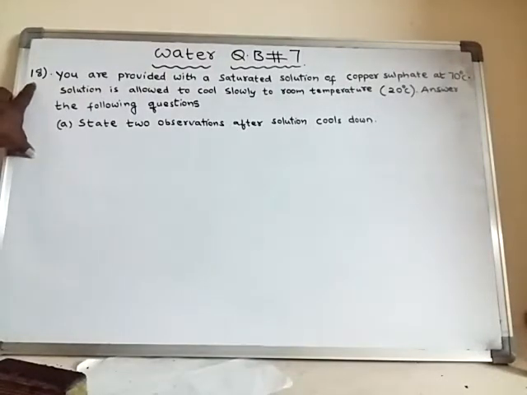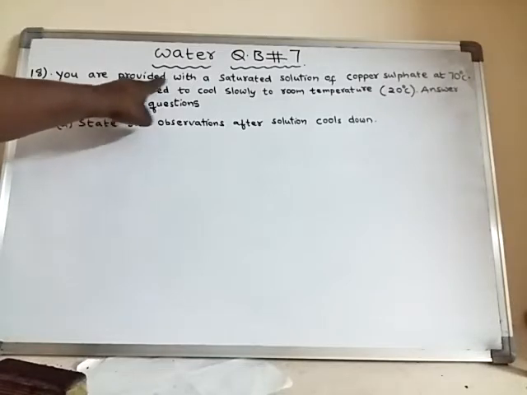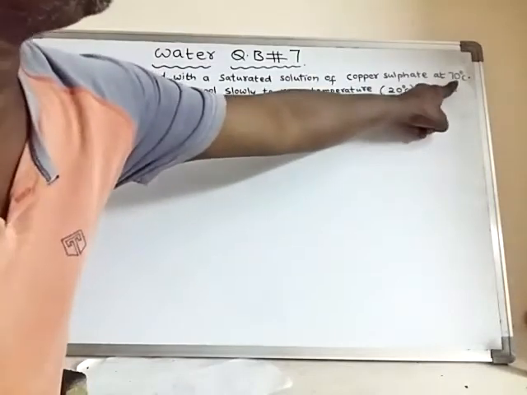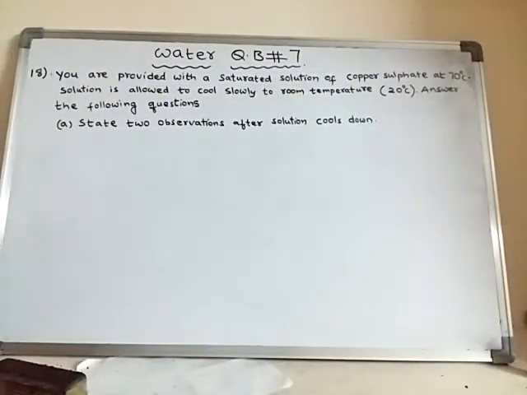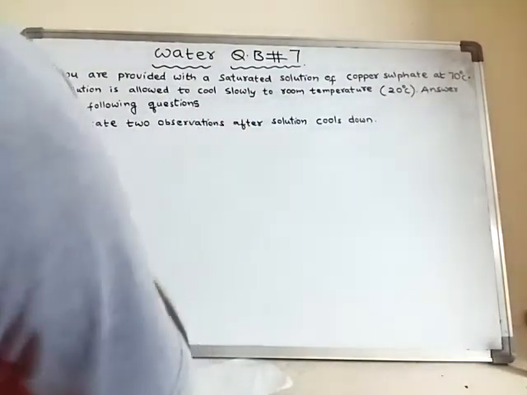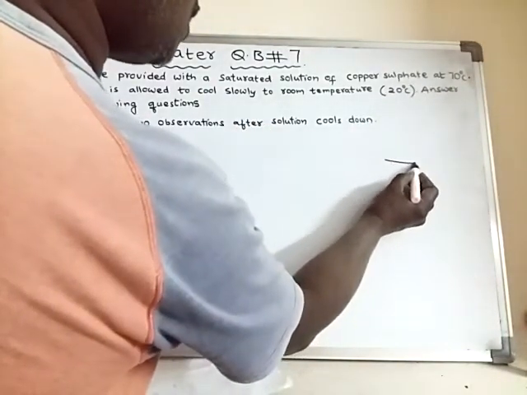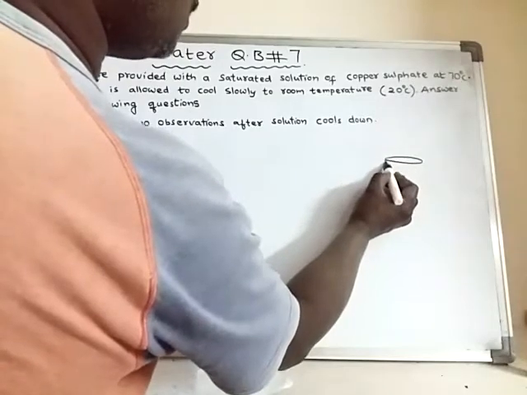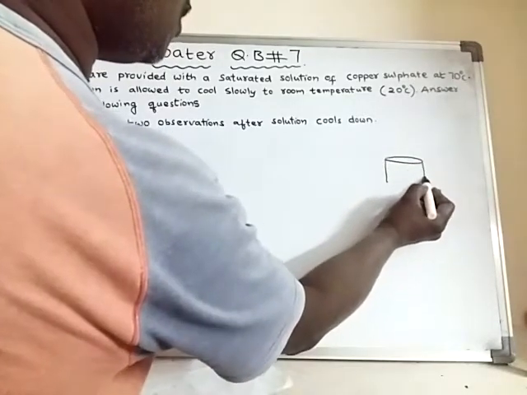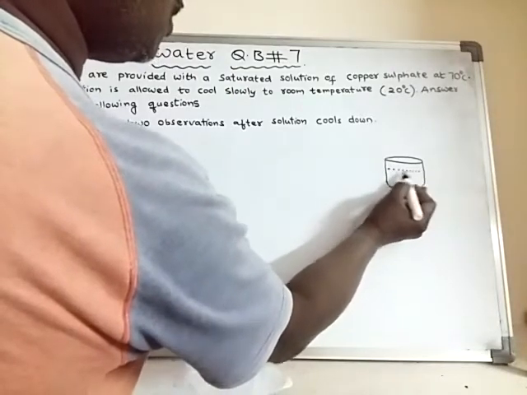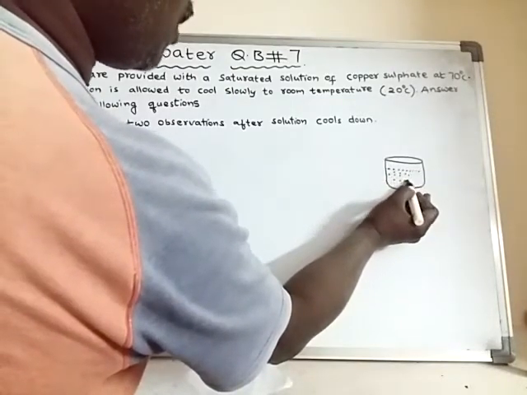So, 18th question, it is like this. You are provided with a saturated solution of copper sulfate at 70 degrees centigrade. That means there is a saturated solution of copper sulfate.